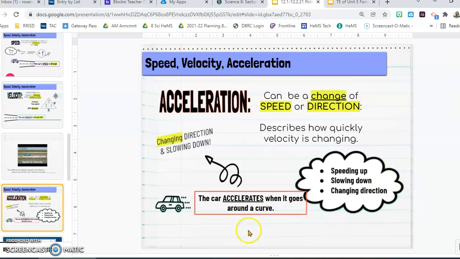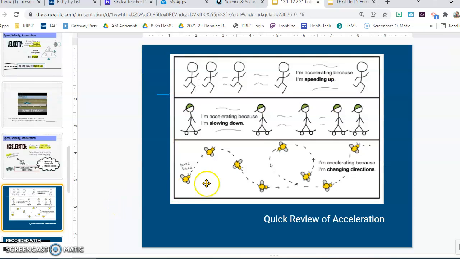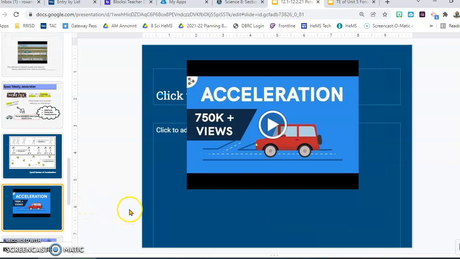You're going to watch for key words like accelerates, decelerates, changes from east to west or north to south, up or down. We're going to be specific about changing direction here. So I'm accelerating because I'm speeding up. I'm accelerating because I'm slowing down. I'm accelerating because, as you see the bees, they're changing directions: up, down, loop-de-loop, left, right. That's a cool picture to remind you of acceleration.